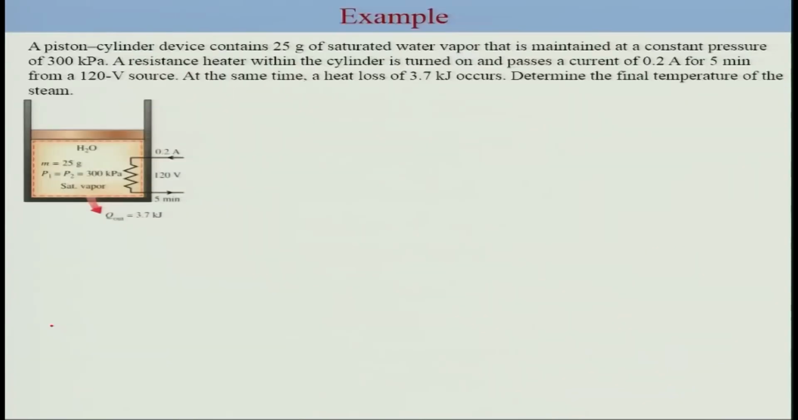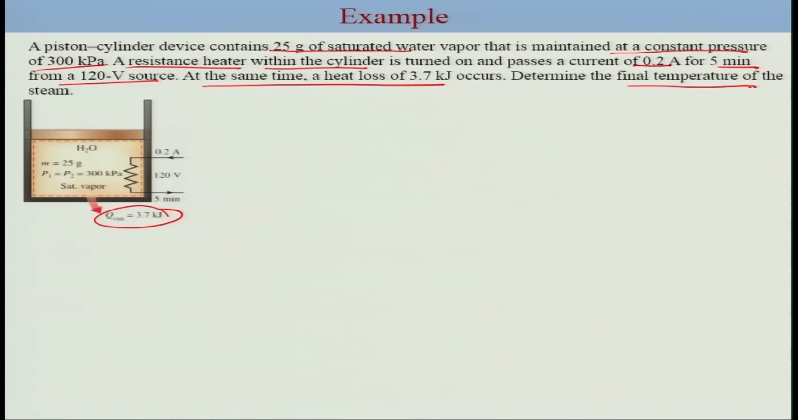Okay, so we have a piston cylinder device which contains 25 gram of saturated water, and it's maintained at a constant pressure of 300 kilopascal. A resistance heater within the cylinder is turned on, which passes 0.2 ampere for 5 minutes from a 120 volt source. So there is electrical work which is done on the system. At the same time, there is a heat loss of 3.7 kilojoules. So we have to find the final temperature of the system.